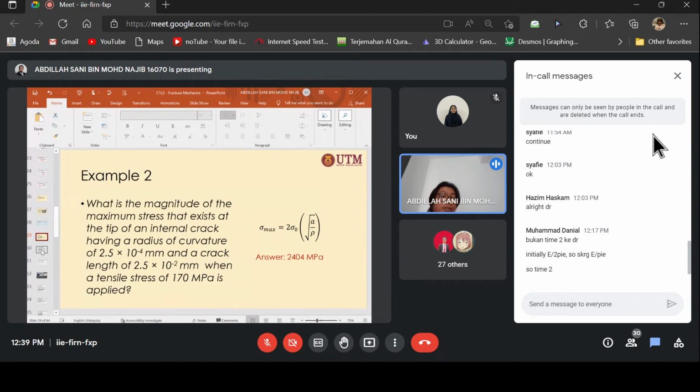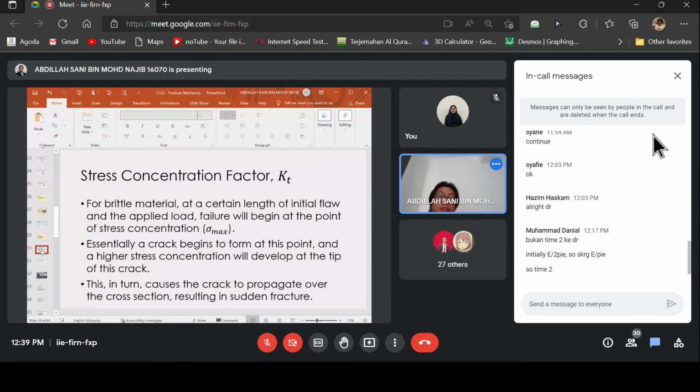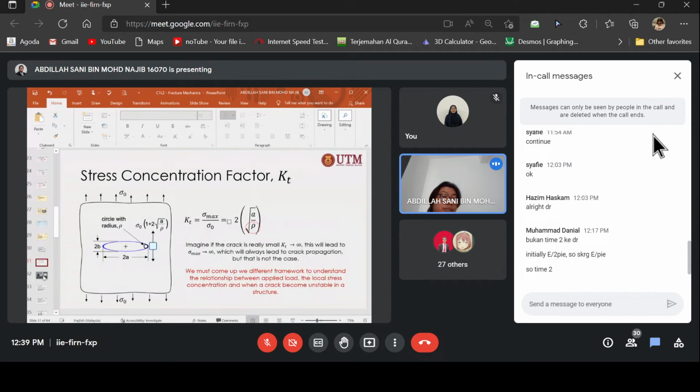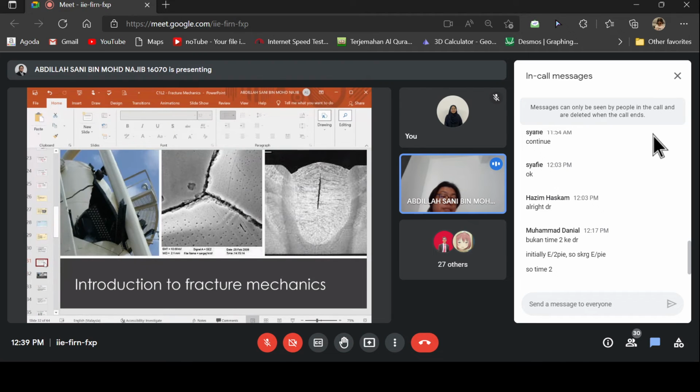Another example. Before, I think we're going to end before this slide.